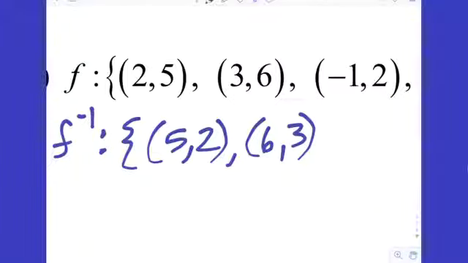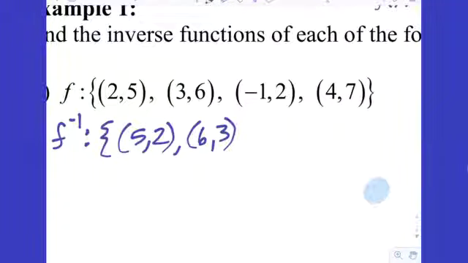So what are we essentially doing with the ordered pairs? We're flipping them, right? Or transposing them, interchanging them, whatever you want to call it.